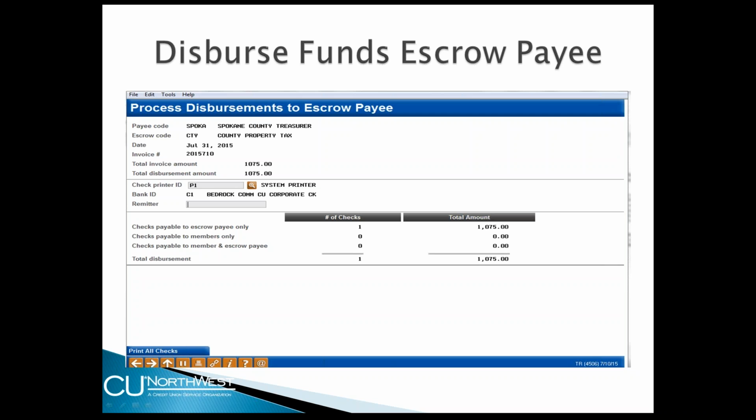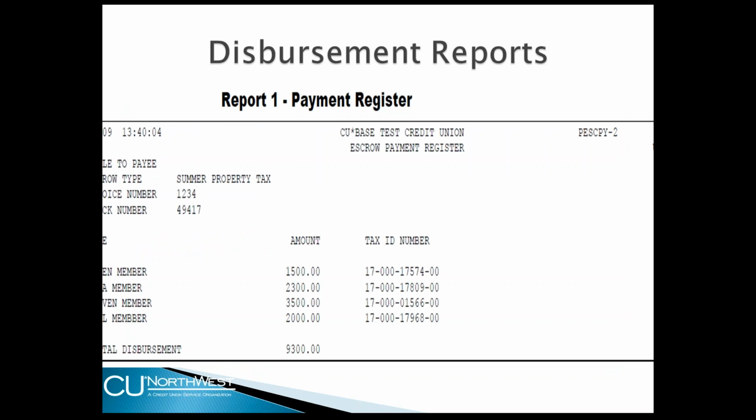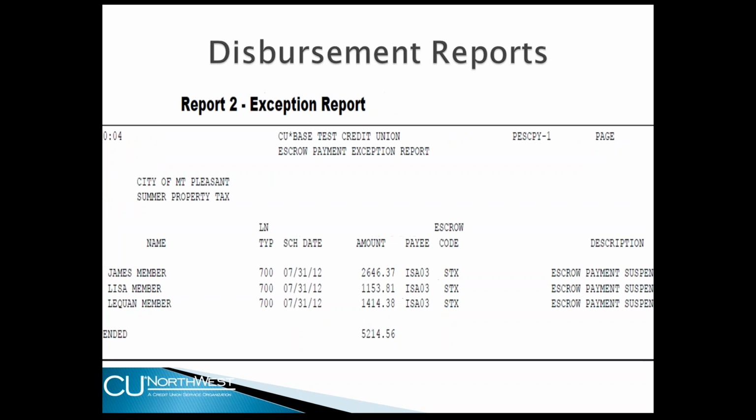Now for the 3 reports we talked about, which are printed automatically when payments are posted, the first is your payment register. This report is the one that would be appropriate to pass on to the payee with the remittance check or other payment method. It has the member's name, dollar amount, tax ID, but it does not make reference to the member's member number or account number.